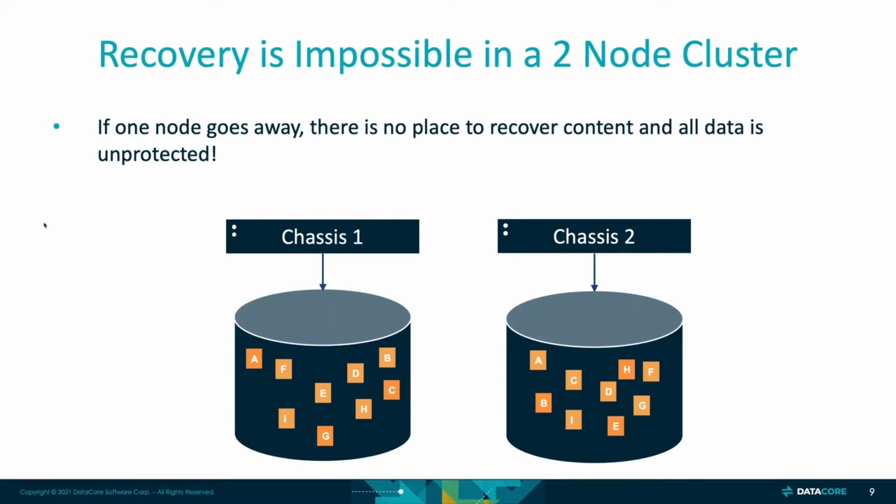But the key here is what happens in this type of situation where you just have two chassis and you're using the same criteria where reps is equal to 2 for the objects that are stored in the cluster. So let's kick off the failure mode here and talk through it.